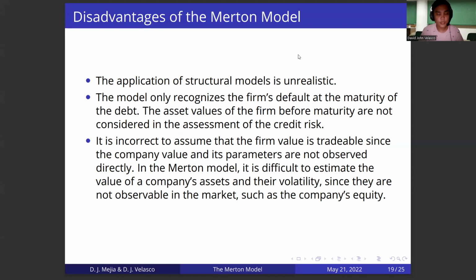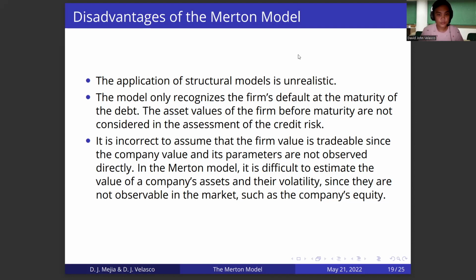For example, the Merton model assumes that a company has a single issue of zero coupon debt. Also, the model only recognizes the firm's default at the maturity of the debt. The asset values of the firm before maturity are not considered in the assessment of the credit risk. For example, if the value of a company drops below the level of debt, even though it is able to recover and make the payment of debt prior to maturity, it is ignored in the Merton model.